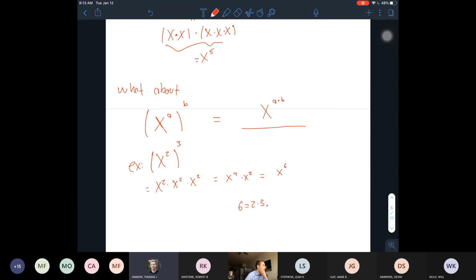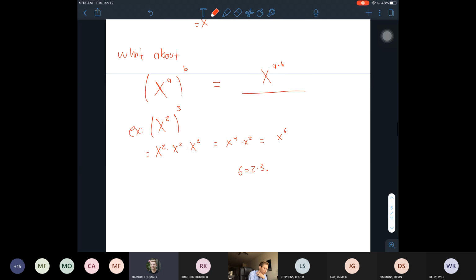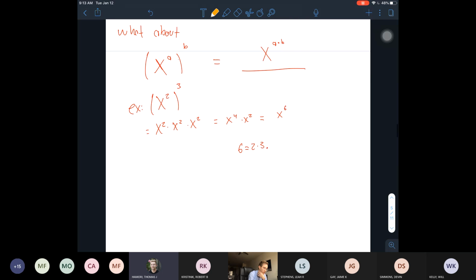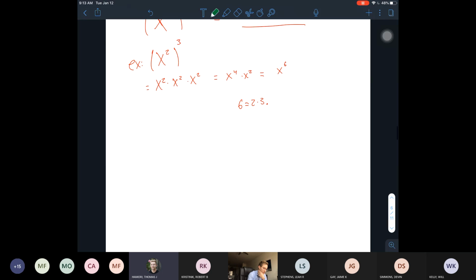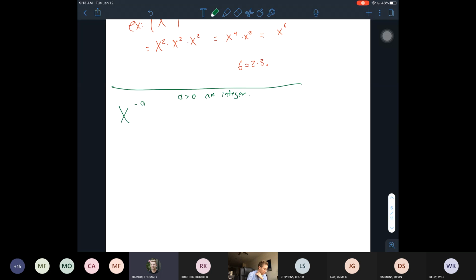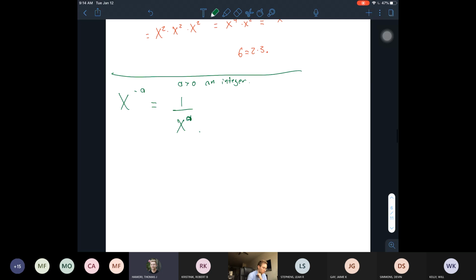Okay, so that's integer exponents. We should probably talk about negative exponents. If we write x to the negative a, where again a is some integer larger than 0, then we define this to be 1 divided by x to the power a.